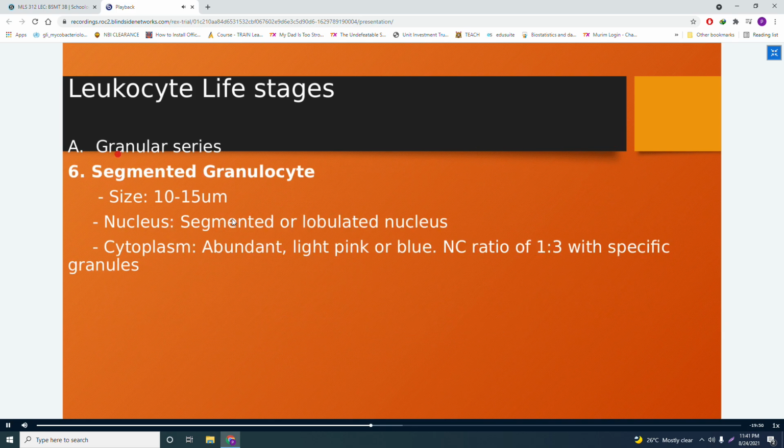Then you have your last life stage of your granular. We have your segmented granulocyte. The size is 10 to 15 micron. Nucleus can be segmented or lobulated. The cytoplasm is abundant with an NC ratio of 1:3 with specific granules. Okay. Any questions, class, before we proceed sa lympho or sa granular series? Okay, let's have a quick recap.